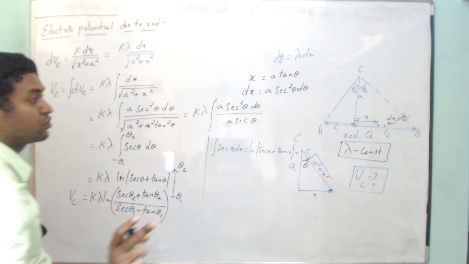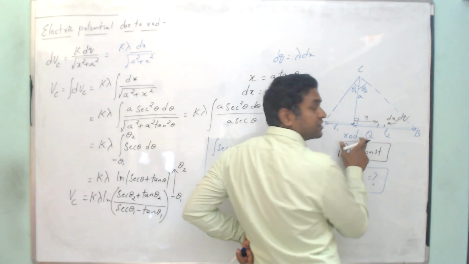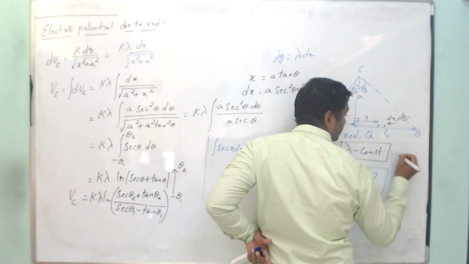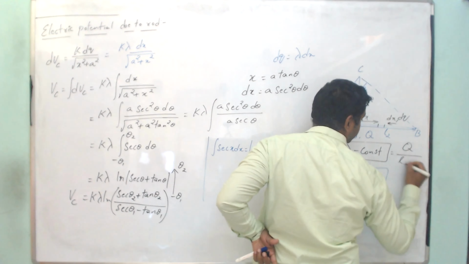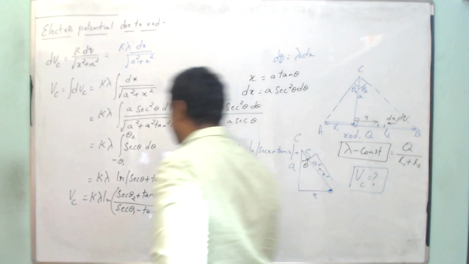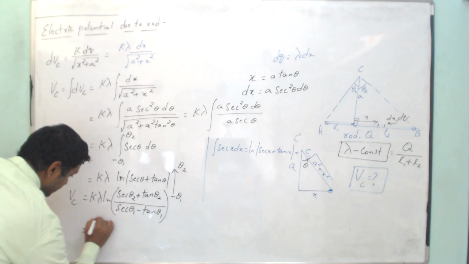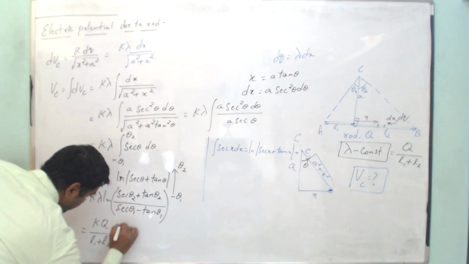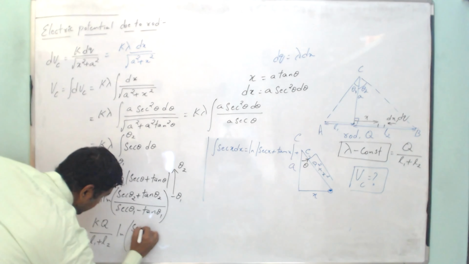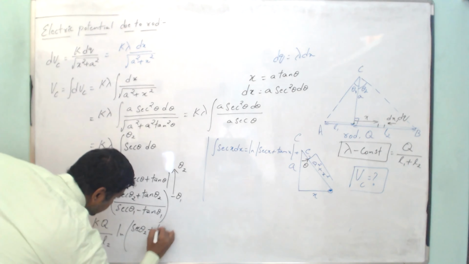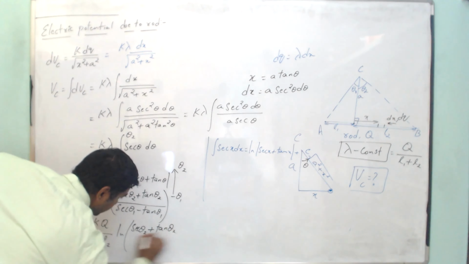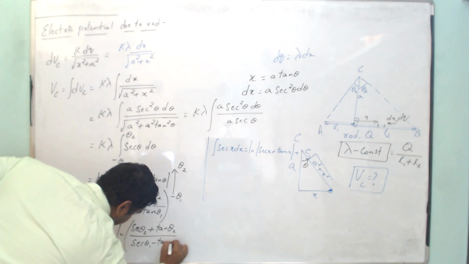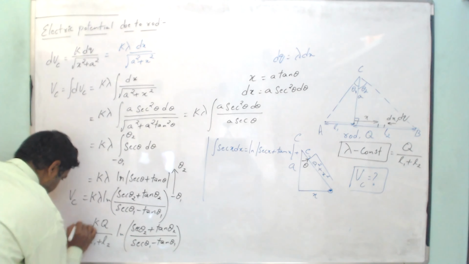But if I want to write in terms of total charge, lambda actually is Q by L1 plus L2. So simply I have to substitute that. So basically I have KQ by L1 plus L2 into ln of secant theta 2 plus tan theta 2 divided by secant theta 1 minus tan theta 1. Clear?